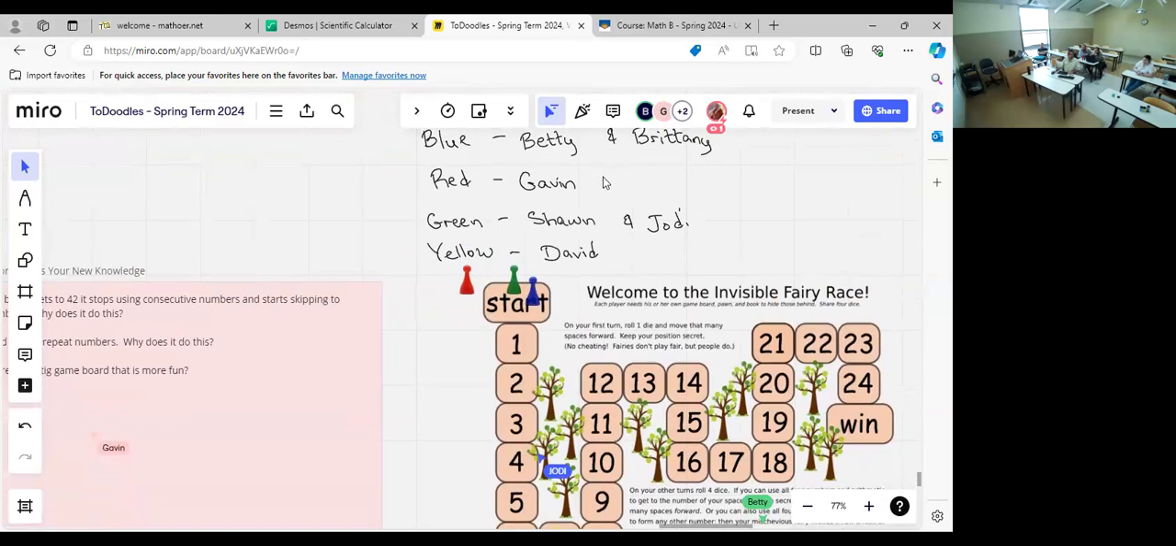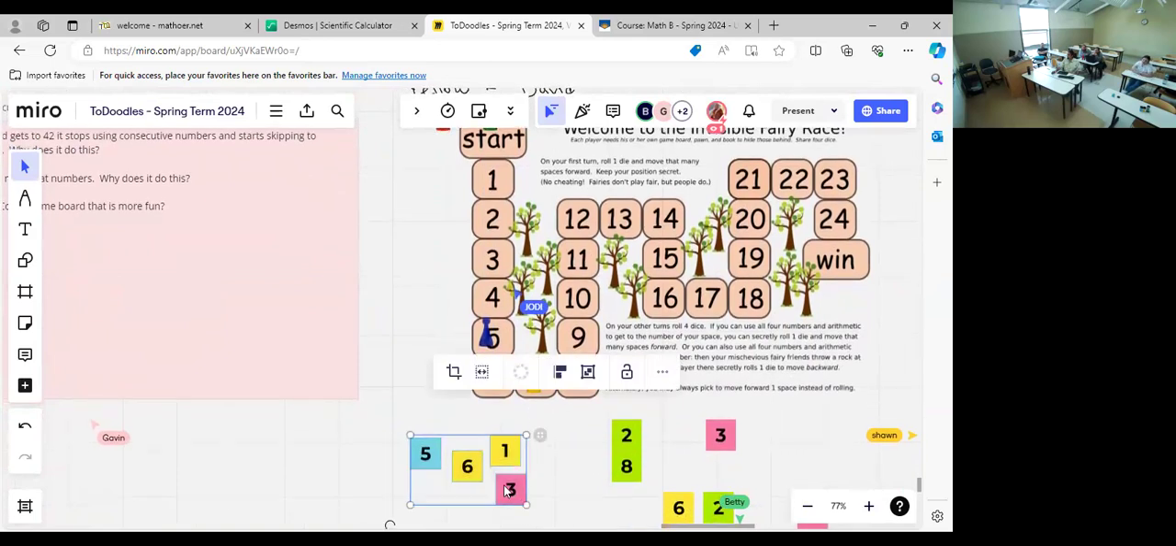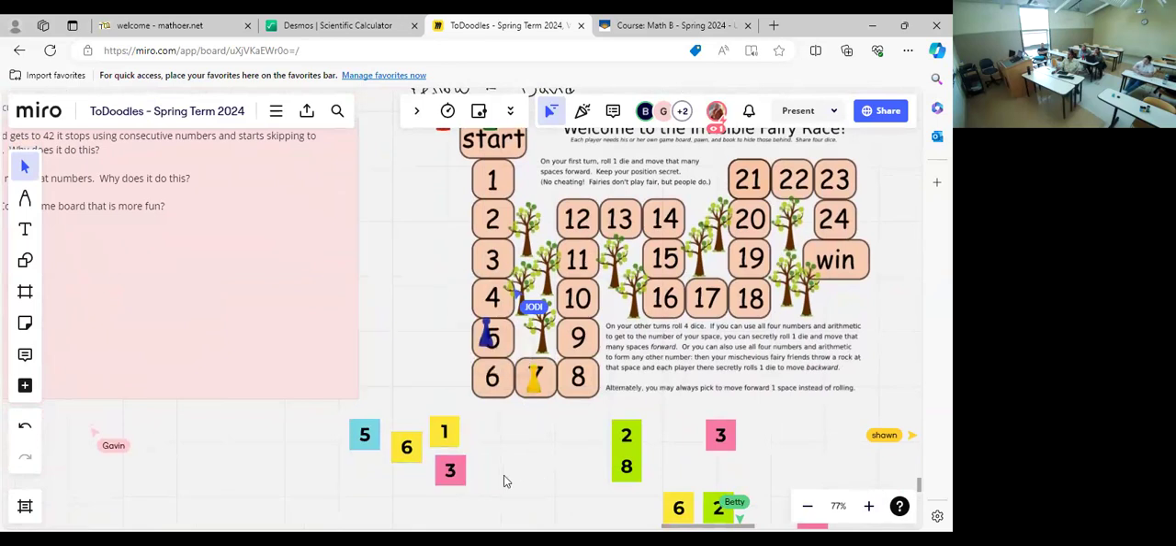So Betty and Brittany, first roll one die for where you're really starting. 5. Okay. And what 4 numbers do they have? 5, 6, 1, and 3. So can you two figure out how to get to 5 with these 4 numbers?